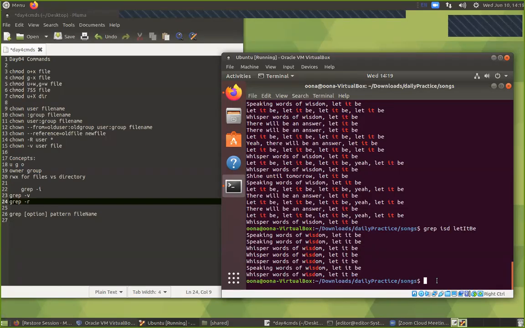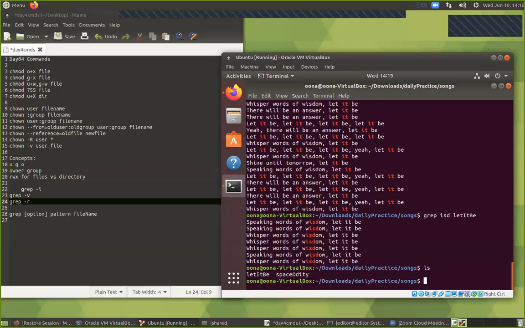Let's try with -R. I am in the songs directory right now, and I want to see if the word IT appears, but throughout the whole directory, not just Let It Be. How many songs did I have in there? I had Space Oddity and Let It Be. So let's look for the word it again, but throughout the whole directory.